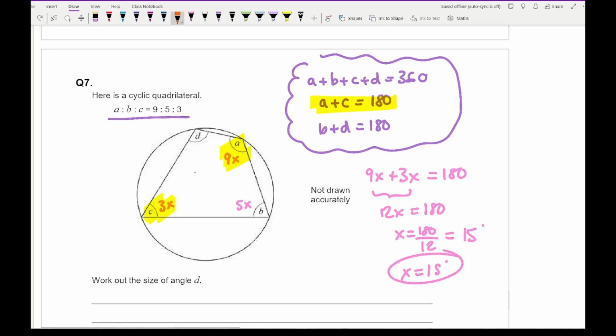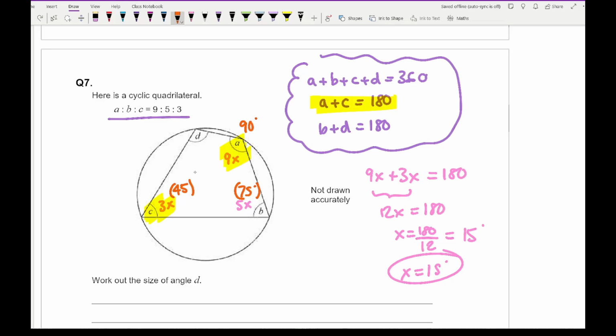Now that I know that x equals 15 degrees, I can now work out what these angles are. So if C is 3x, well, that's therefore going to be 45. If B is 5x, 5 lots of 15 is going to be 75. And 9 lots of 15, that's going to be 9 times 15, which gives me an answer of 90.